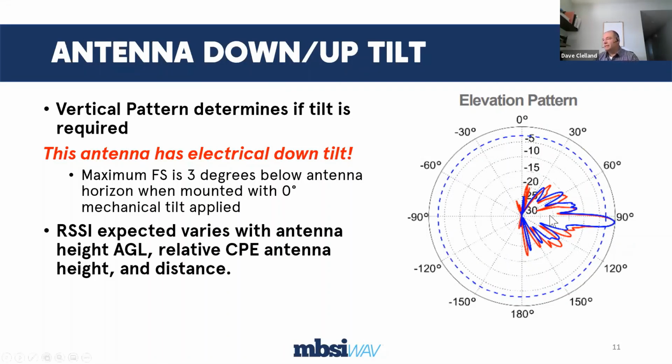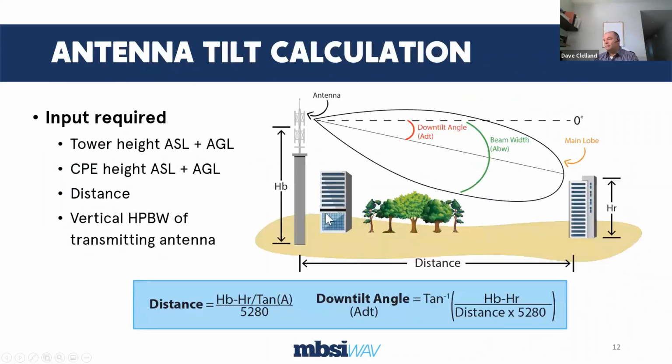So this is important from the point of view that I may need to use an antenna that has electrical down tilt. I may need to use up tilt in order to compensate for low heights of my tower and high heights of my CPE.